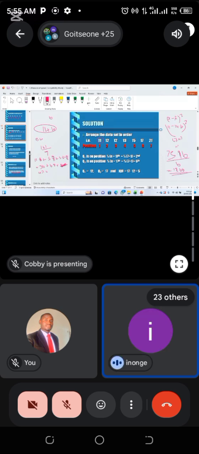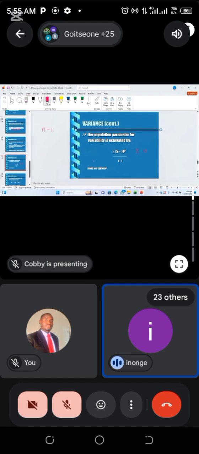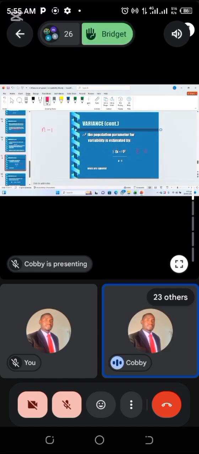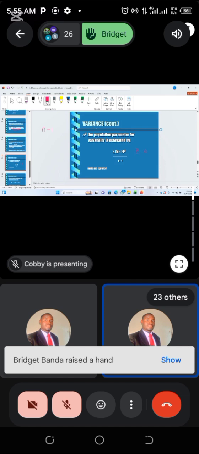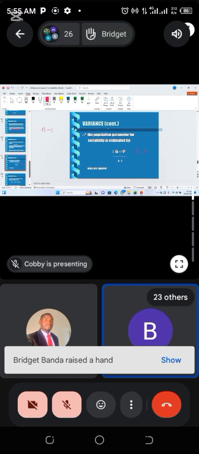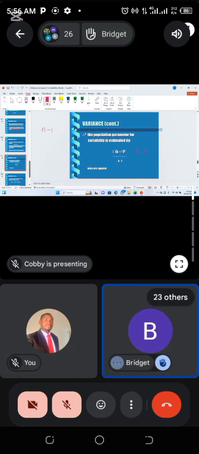I think I ended on where you were talking about the formula. Okay, yes, the formula X. Yeah, this is X. So this is the formula for finding the variance, Madam Bridget. I want to find out what is X bar. Where are you getting the 14.4?